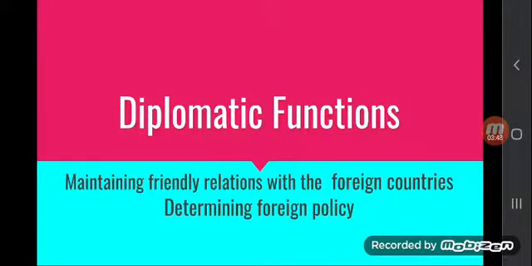Another function is the diplomatic function. It's also important. The executive should maintain friendly relations with foreign countries. In the same way, it is responsible for determining foreign policy in the country. So all the diplomatic functions fall under the executive.